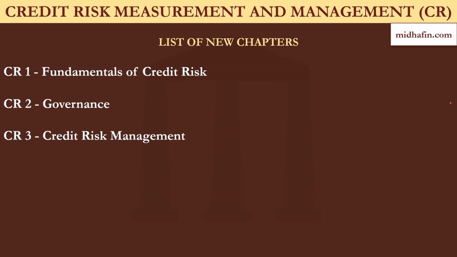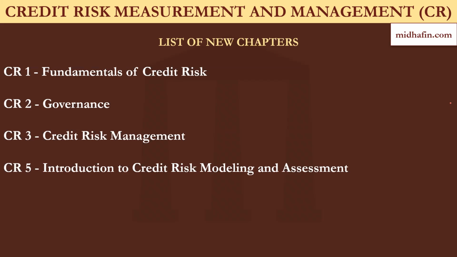But it's not necessary that all the learning objectives of the previous CR1, 2, 3 chapters have been mapped in the new chapters. We'll see the mapping of the learning objectives as much as possible, and how the old learning objectives reflect in some places in the new learning objectives and chapters. Then we have CR5, Introduction to Credit Risk Modeling. This is a very interesting and important chapter. Then you have credit scoring and rating. Earlier there was a chapter on credit scoring.